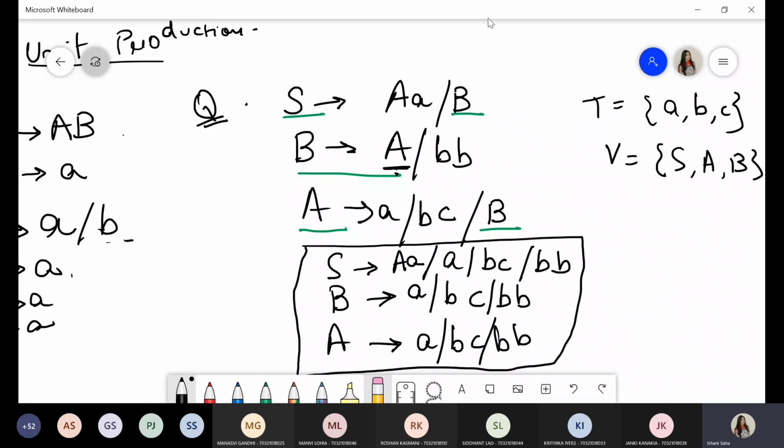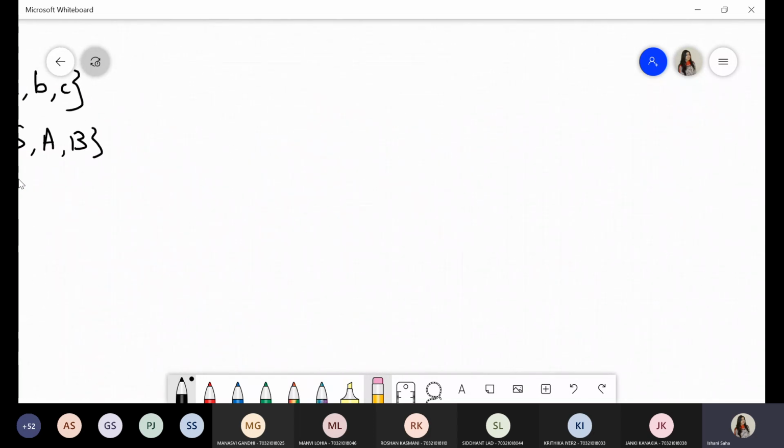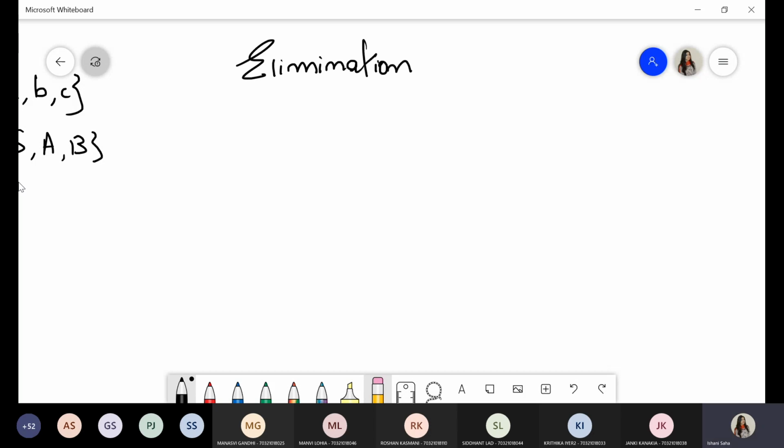Okay, next. I'm not taking any other example for unit because it's very simple. You just have to replace it with the terminals. Okay, next that we have is elimination of useless production. So here you have to do it in 2 steps. One that I told right now, that if any of the production is not reachable from the start symbol, that you have to remove. But I have to check one more thing.